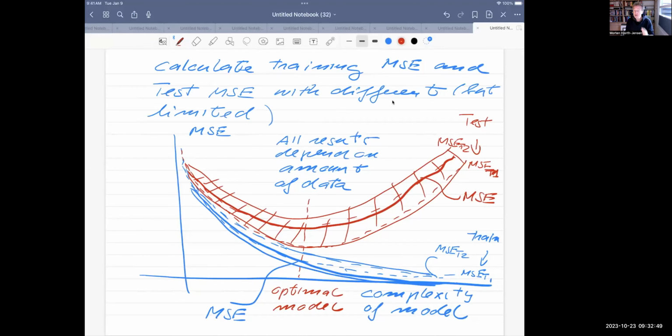Now, again, these results will depend on the amount of data. If you have lots of data, this kind of bend up of the mean squared error for training will take place at a later stage. And depending on the complexity of the model, you may see this bend up or not.